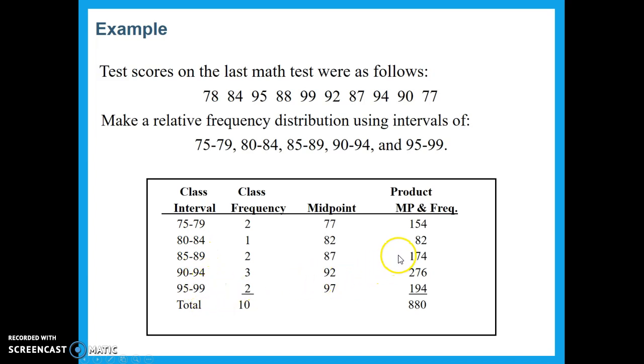Next, we find the product sum and the frequency sum. Add them all together, get our 888, divide by the number in your frequency, so our 10, to get the mean of the group data is 88.